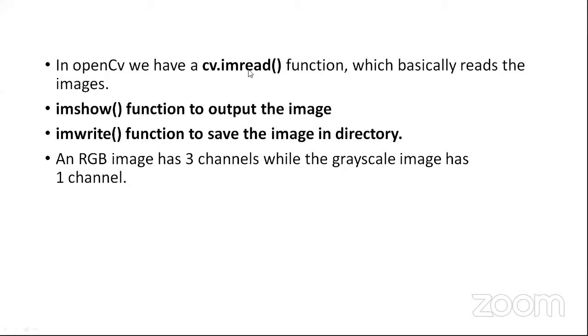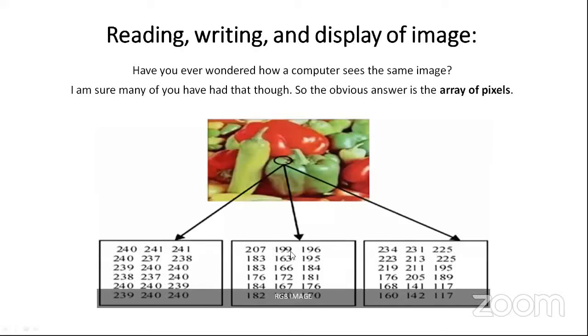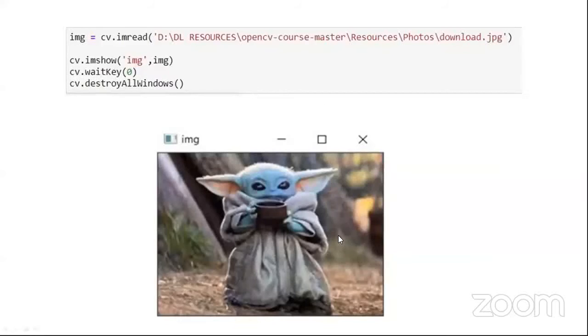In OpenCV, we have an imread function that helps us read the image, and an imshow function to output the image. We will see the implementation part along with it. Since this is an RGB image, it has 3 channels. One is for red, the second is for blue, and the third is for green. RGB stands for red, green, and blue. So this part of the image has these pixels, right?